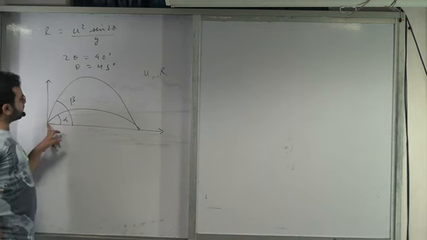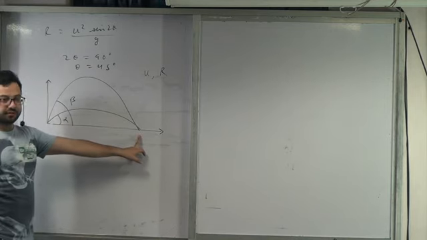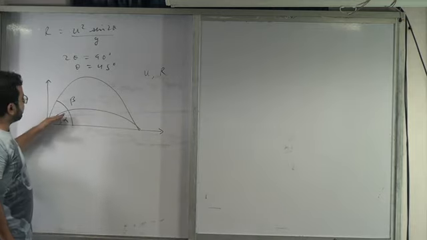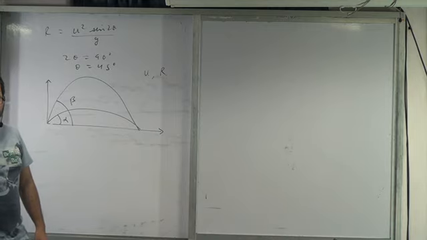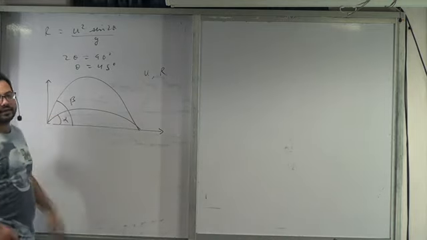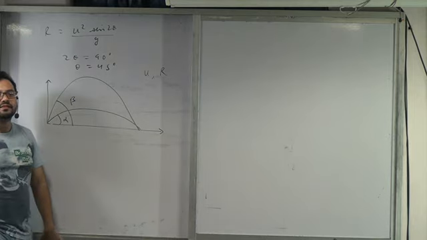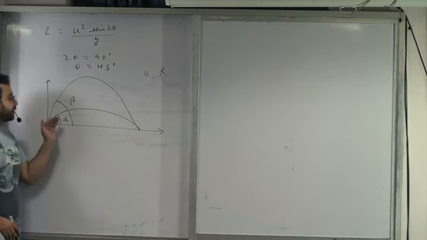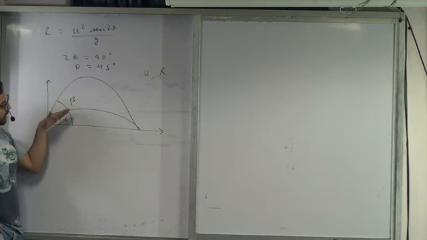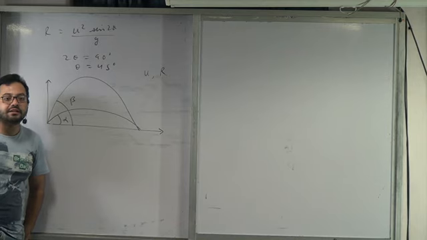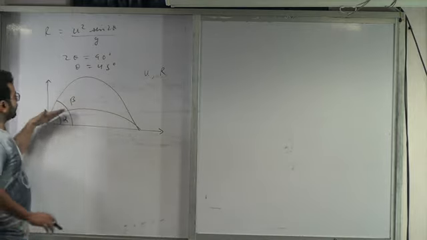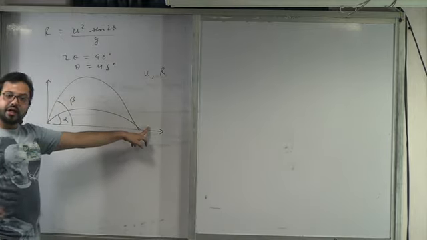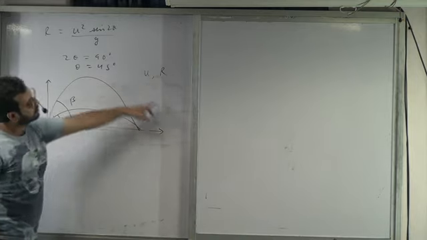Visualize this. For example, I throw it at an angle alpha and it reaches here. Now if I increase this angle, what will happen? The range will increase or decrease? Let's say this alpha is less than 45 degree. If alpha is less than 45 degree and I increase the angle of projection, will the range increase or decrease? Increase, because the maximum range happens at 45 degree. So this is going to be somewhere here. I increase the angle even more, it's going to be somewhere here.